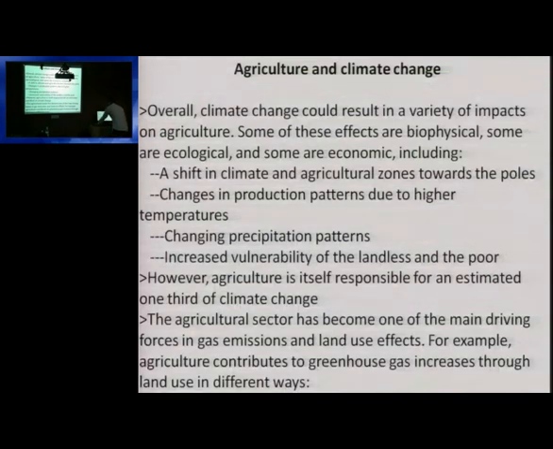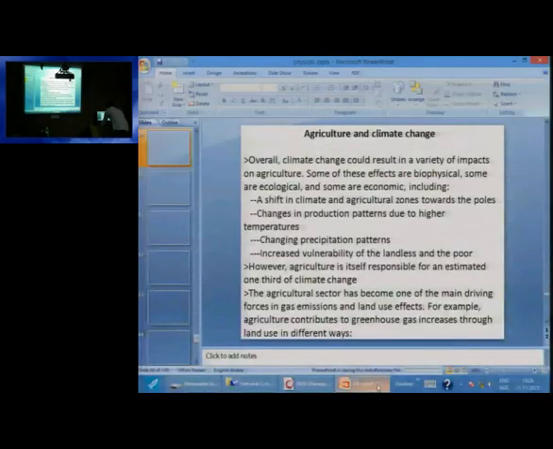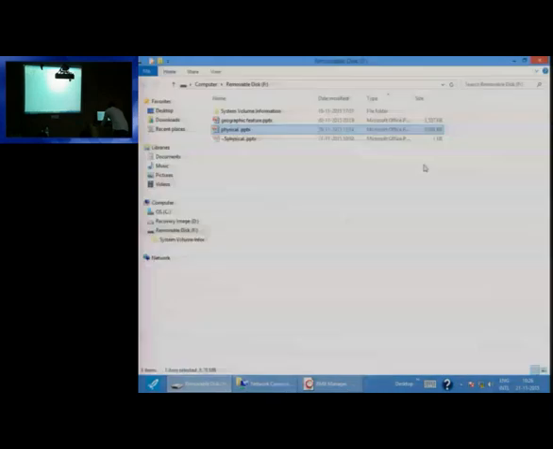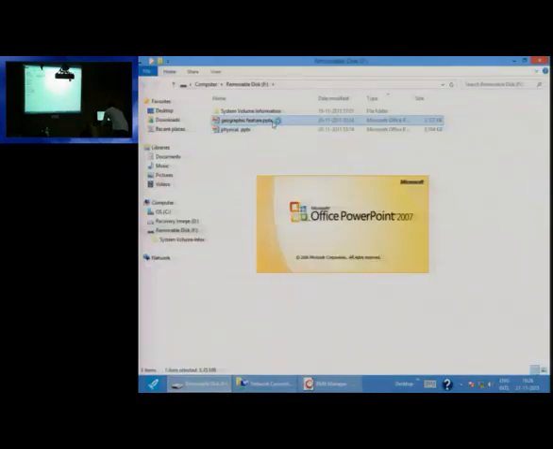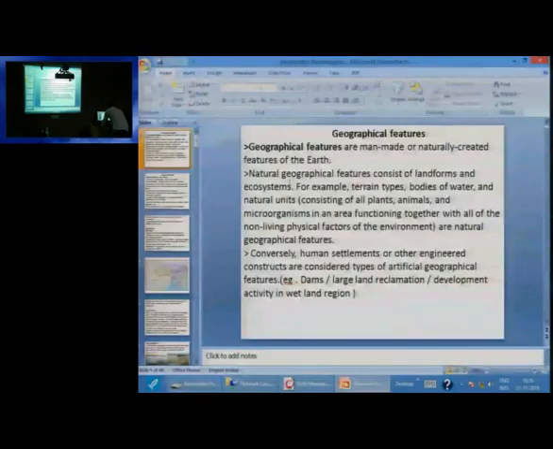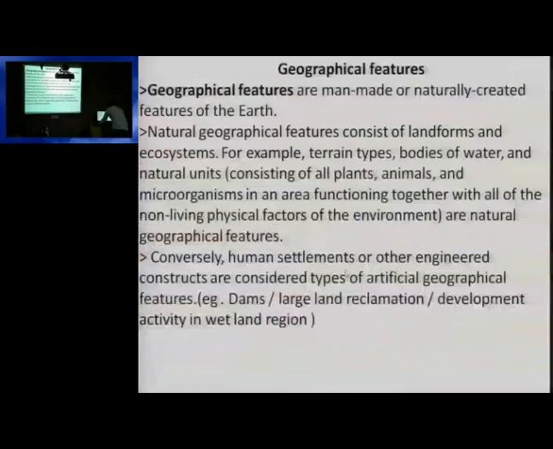This I will explain. Straight away we will go to the next slide. That is the remaining portion which I wanted to discuss yesterday. Today, actually the topic is about geographical features.